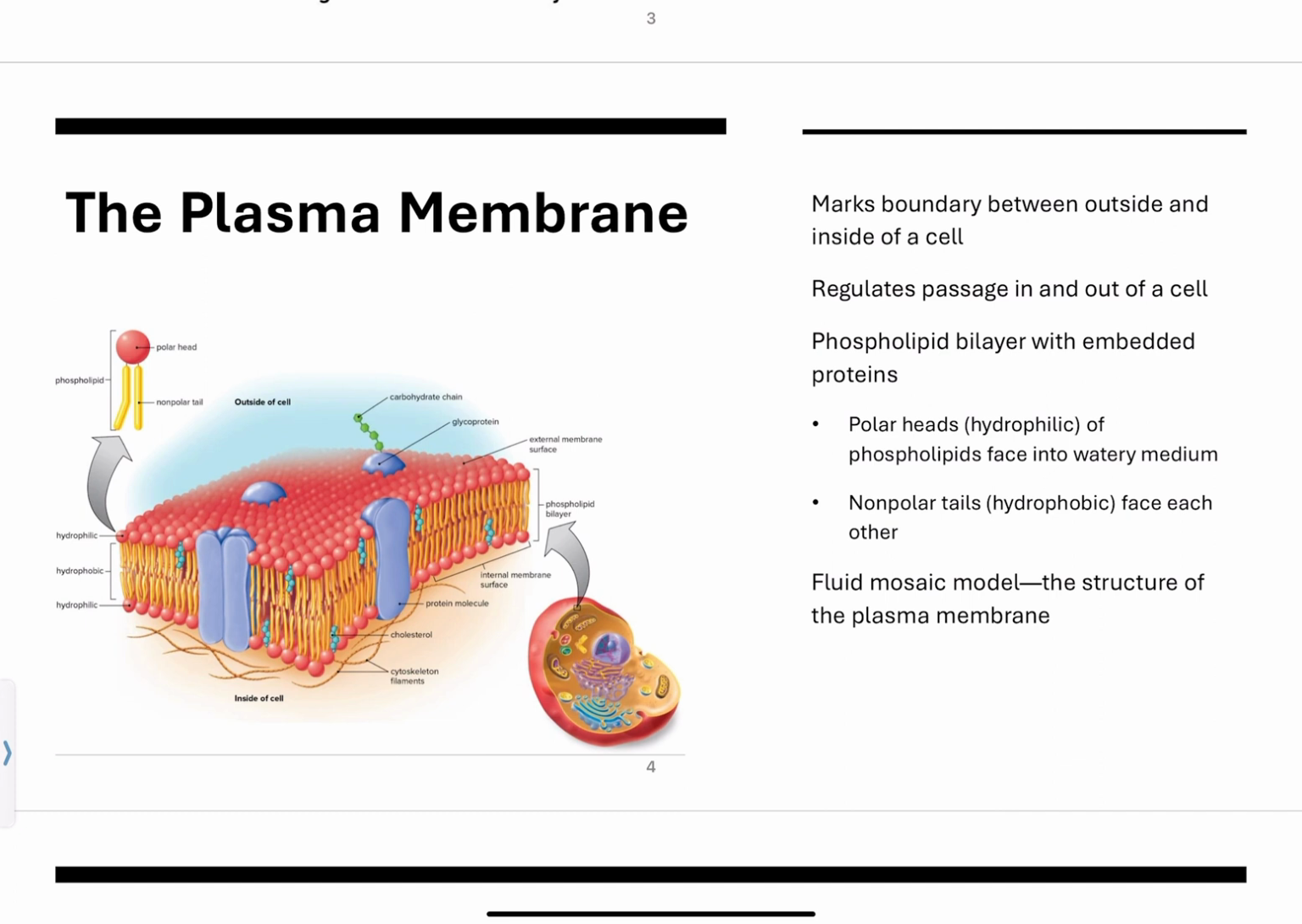So the plasma membrane is kind of like the bouncer of the cell. This structure is going to form the outer boundary, and it's basically going to decide what gets in and what stays out. It's made up of a phospholipid bilayer.